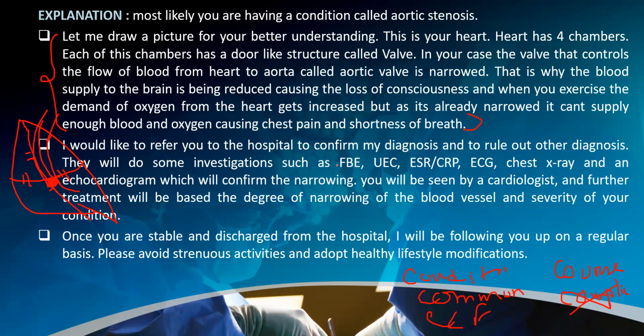In the hospital, you will be admitted and you will be seen by a cardiologist or a heart specialist. And based on the cardiologist, most likely they are going to do some investigations, including full blood examination, your kidney function, inflammatory marker. They can also do an ECG to find out your heart condition. They can do a chest X-ray and an echocardiogram to confirm the narrowing of your heart valve.